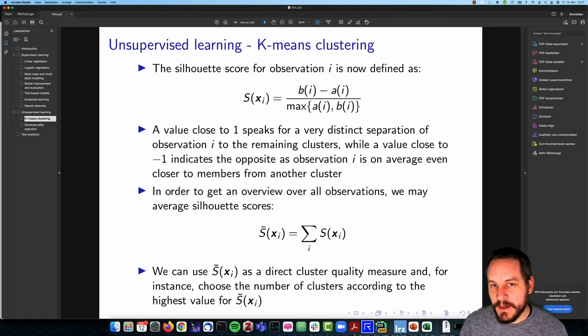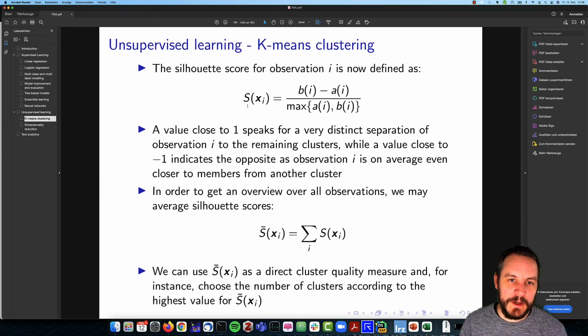But in theory, or in reality, it's also possible that this gets negative, which just means that for that observation, even the points of the next cluster are more similar than the neighbors from its own cluster. Okay, so a positive value speaks for a distinct separation, and a negative value is a bad thing because that means that this single observation would better fit into another cluster.